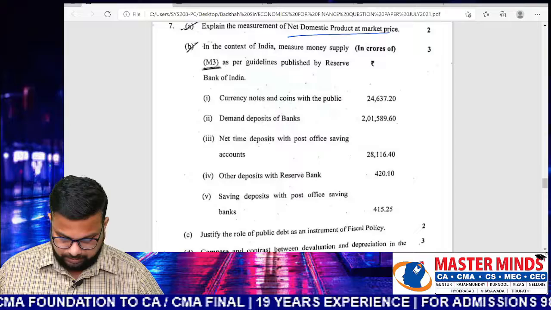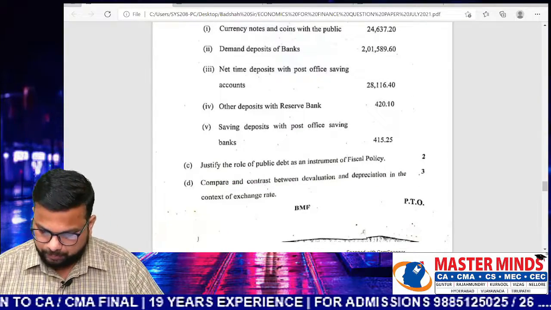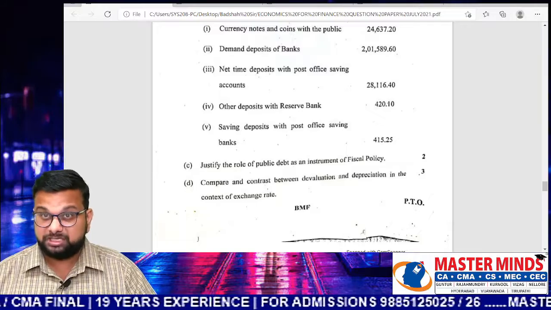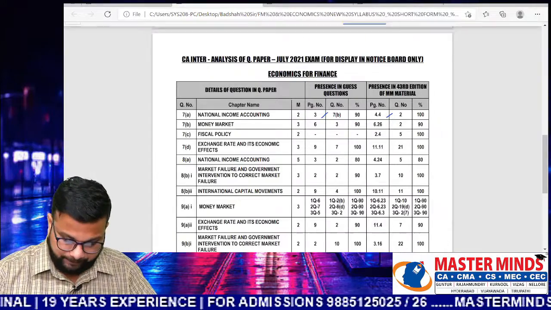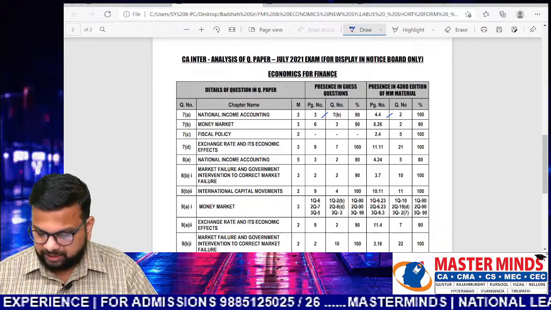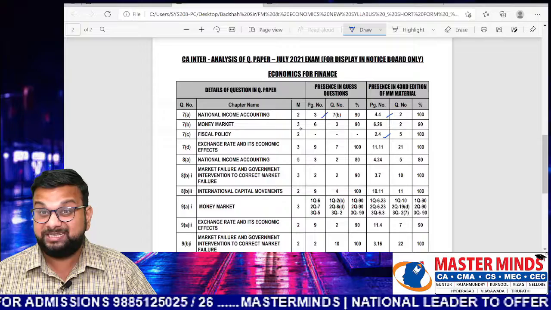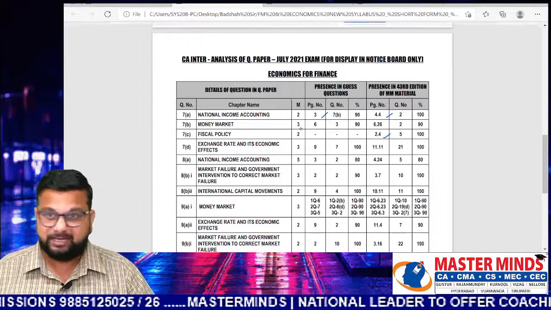Next, question 7C: justify the role of public debt as an instrument of fiscal policy. Let us see whether this question is covered in our GUEST questions or not. If you look at this chart, this question is not covered in our GUEST questions, but it is covered in our Masterminds material, and that is 200%. That means it is a direct question from our Masterminds material.